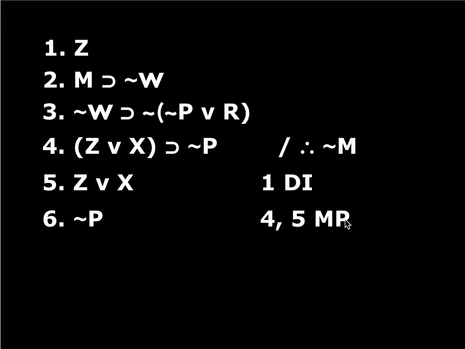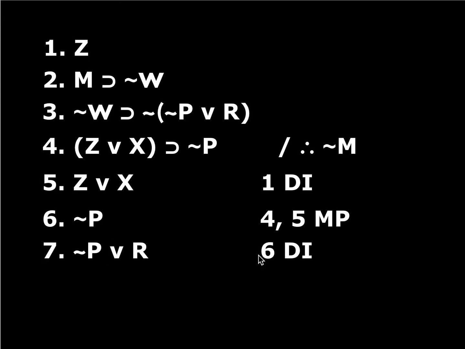Okay. Well, now what I want is I want not p or r. Why? Because if I get not p or r, that will be the negation of this consequent, which is not p or r. And if I have the negation of this consequent, I can then do modus tollens on this conditional to get the negation of the antecedent. I'll get w. And when I get w, I can do modus tollens to get not m, and I'll be done.